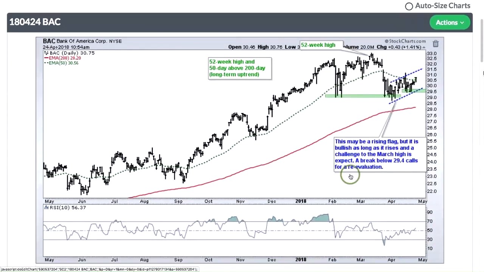Here's Bank of America. It hit a 52-week high in March. The S&P 500 did not hit a 52-week high in March. So by default there, it's showing relative chart strength. It's testing support here. Maybe this is a bear flag, but it's rising. The long-term trend is up. The short-term trend is up. I would say this is going to challenge its 52-week high sooner rather than later. If you break 29.5, okay, then you reevaluate. You put your line in the sand ahead of time. You plan your trade and you trade your plan, basically.